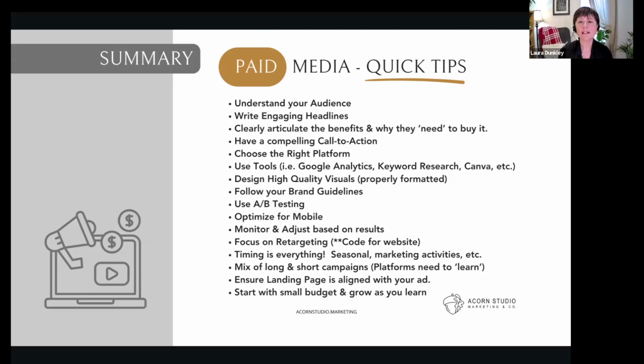Use A/B testing. What does that mean? Do one against the other. When you do A/B testing, you only change one variable. So you might just change your headline and see which one's working. Quite often, an ad, when you set it up, will let you set up an A test and a B test. Optimize for mobile, of course. Make sure your image is easy to see, clear on a small screen. Monitor and adjust based on results.